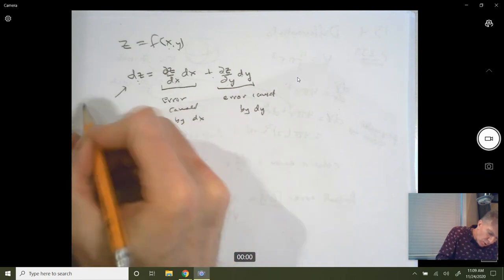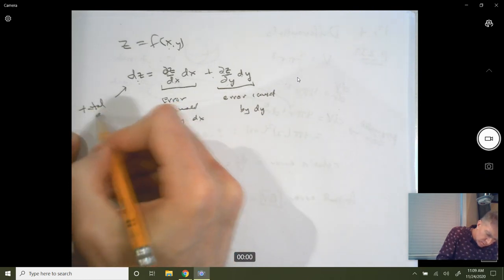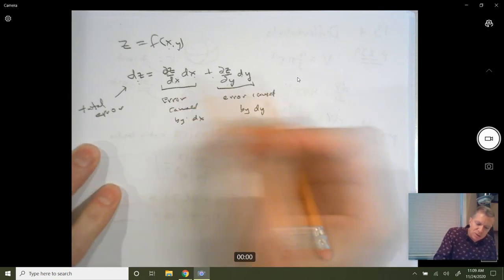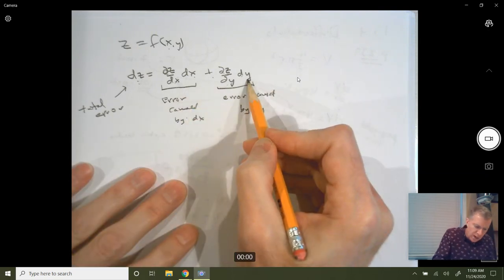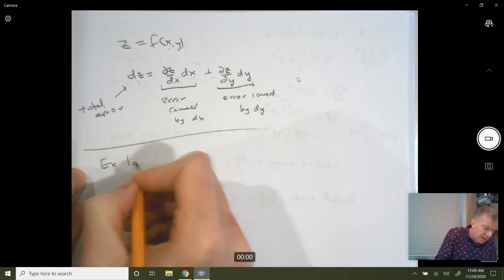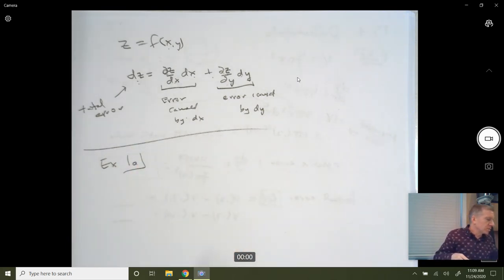And this is your total error caused by the uncertainty from your measurement in x plus your uncertainty from the measurement in y. Okay, so let's look at an example. We're going to do example 1. We'll just do A. Here we don't even have numbers in example 1. They're just asking you to find the total differential.